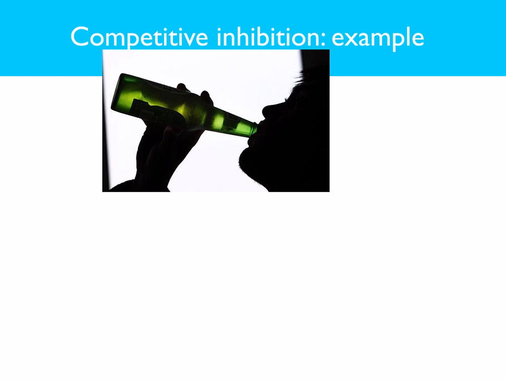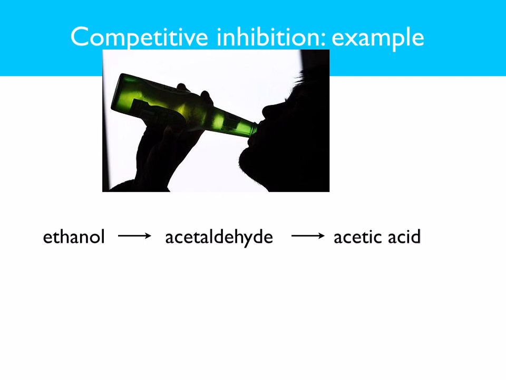Now we need to know an example. So an example we're going to look at is ethanol. In our bodies, ethanol is metabolized to something called acetaldehyde. Acetaldehyde is further oxidized to acetic acid, and the enzyme that does this is called aldehyde oxidase. Now this usually happens quite fast, so we don't get an accumulation of acetaldehyde in our bodies. So ethanol is broken down into, or metabolized into, acetaldehyde, which is oxidized to acetic acid.